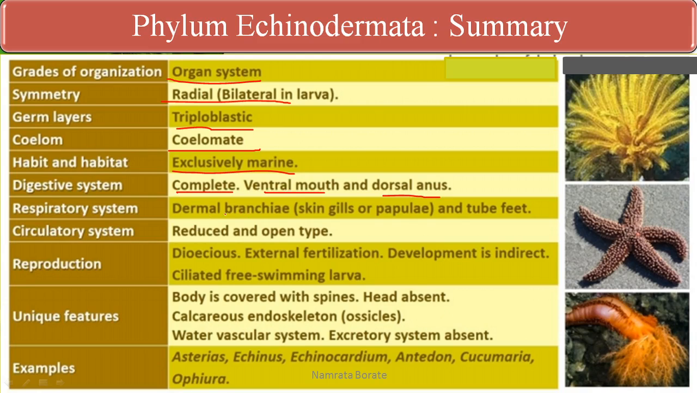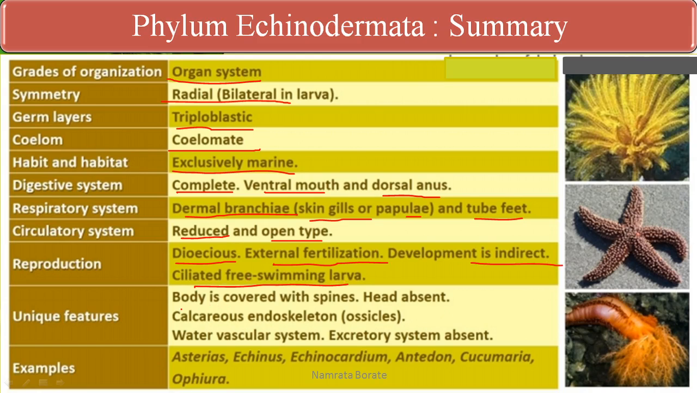The respiration occurs by means of dermal branchiae, that is, skin gills or papillae, and the tube feet are used for respiration. The circulatory system is a reduced, open type of circulatory system. The organisms are dioecious, with external fertilization, and the development is indirect. The ciliated free swimming larva is there.